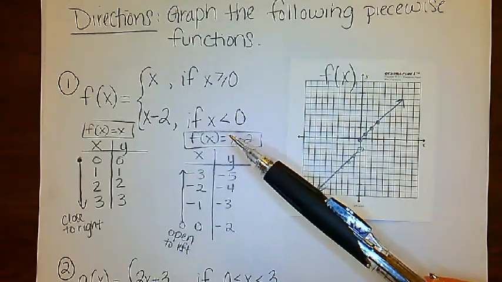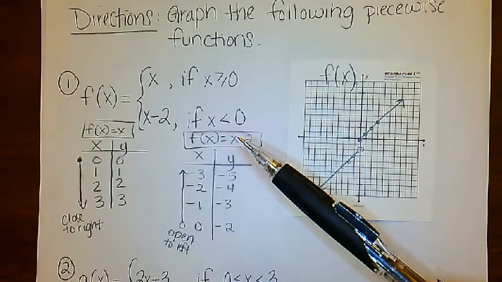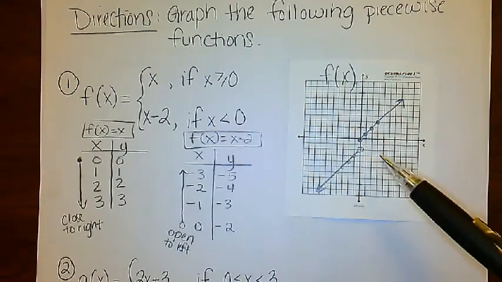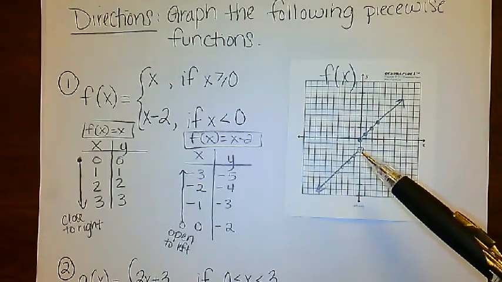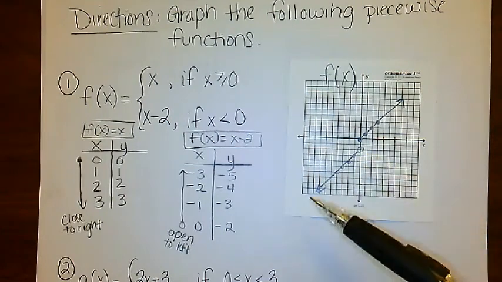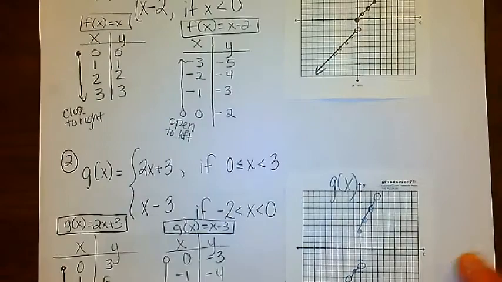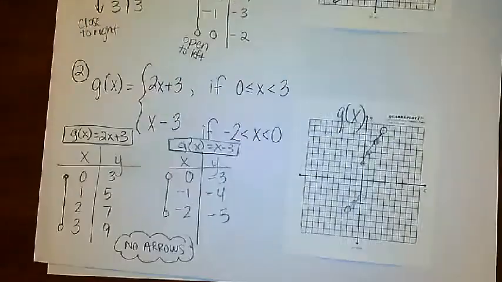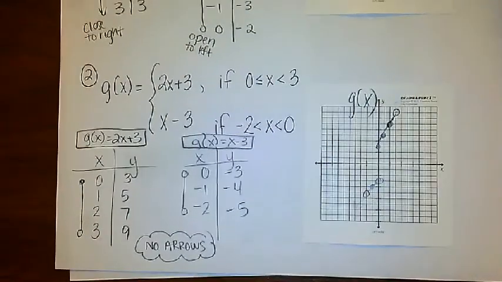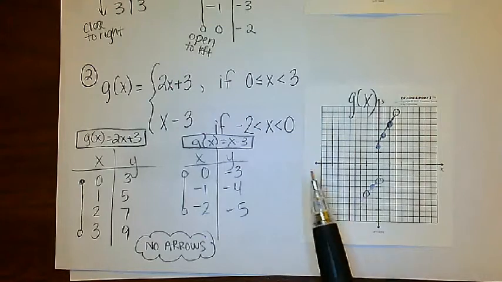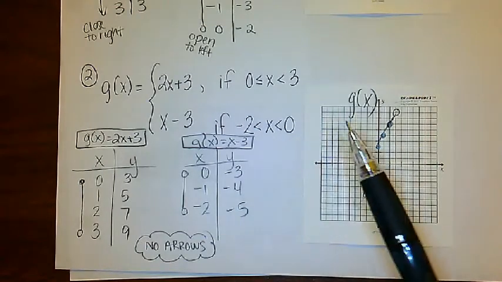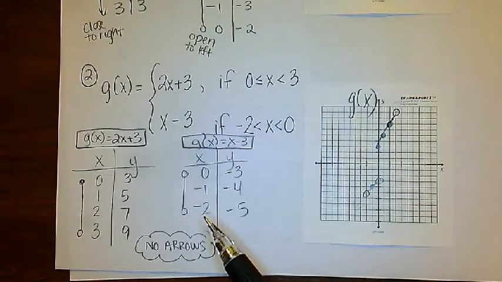And then vice versa for the function x minus 2. We don't want the whole function. We just want the part of the function when x is less than 0. So hopefully that makes more sense after those two previous lessons. Number 2 is a little bit tricky, mostly because number 1 should have had no arrows.